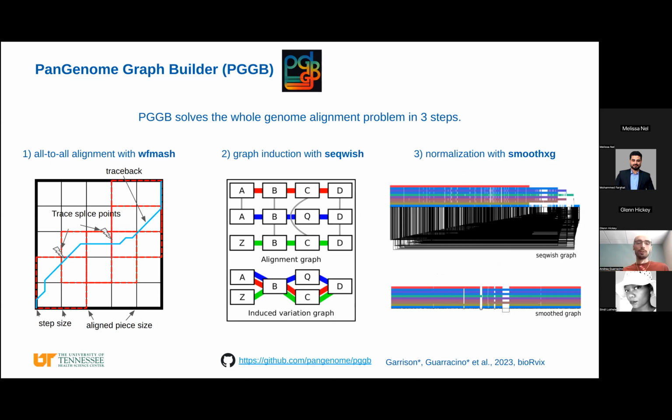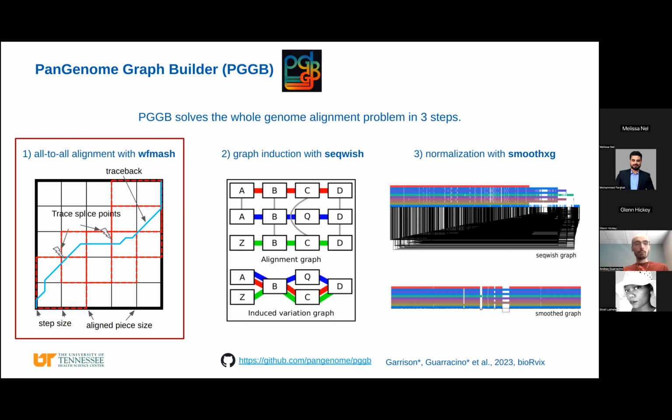PGGB consists of 3 main steps: sequence alignment with wfmash, graph generation with seqwish, and graph normalization with ODGI. Graph normalization is to get a graph that can be used for downstream analysis. So about the first step, I will quickly describe all these 3 steps.